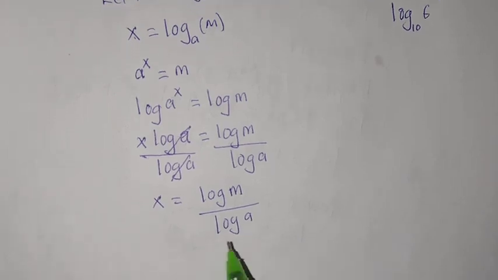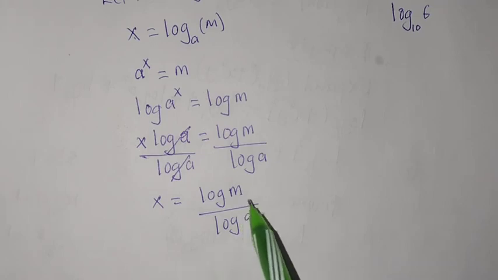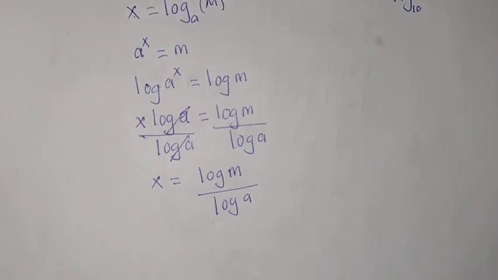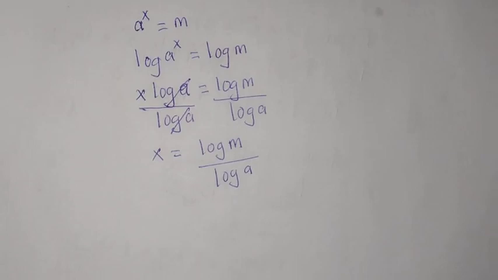So it means you are now changing the what? The base of the log. Okay, you are now changing the base of the log. Now here remember that these values M and A should not be equal to 1. Okay, so let's look at another example.